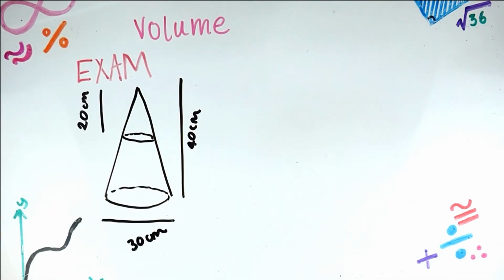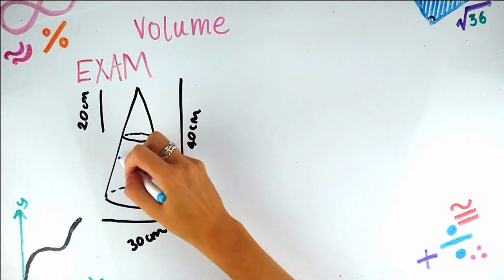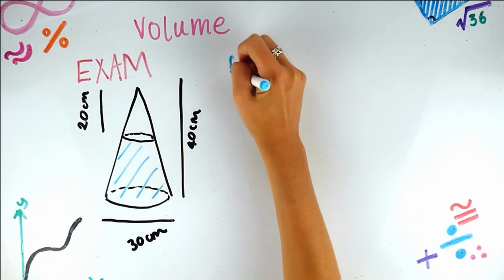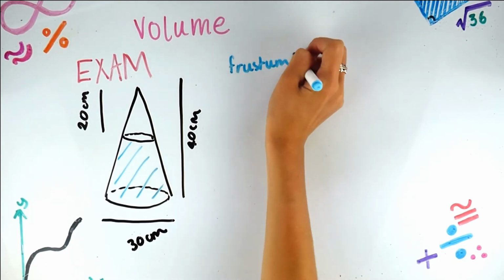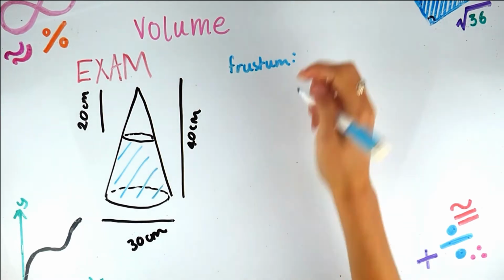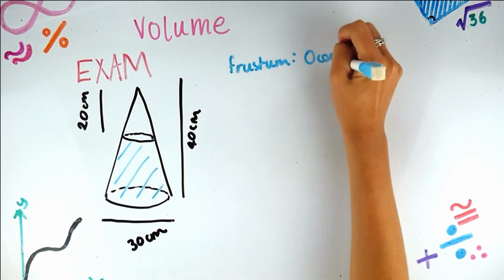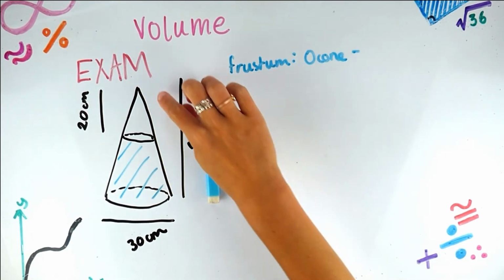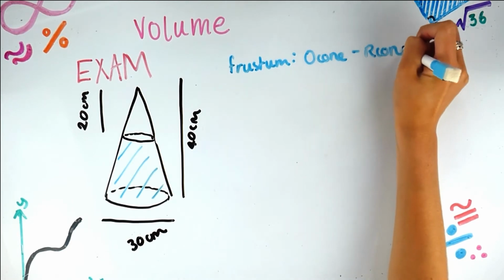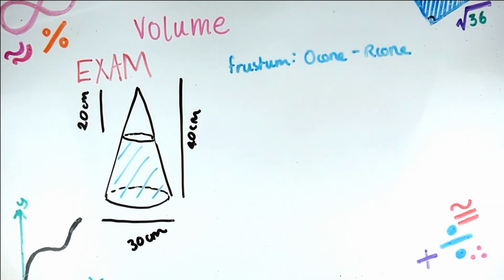Okay, so now we want the volume of this shape down here, the frustum, and we know that that was the volume of the original cone, I'm going to call it OC, subtract the cone you've removed, subtract R cone, so removed cone. So let's work out those bits separately.